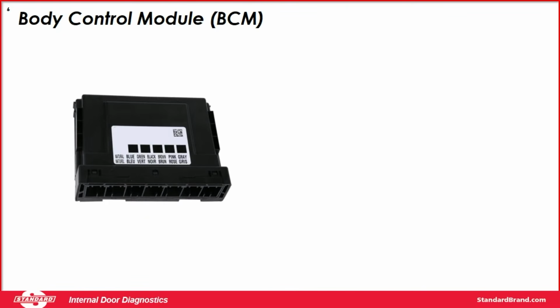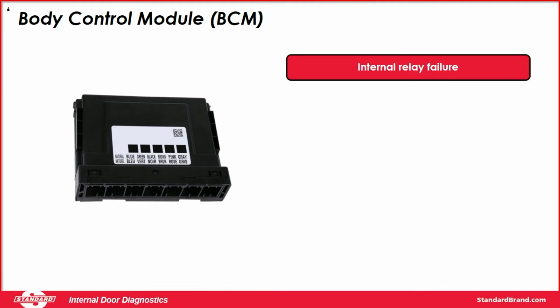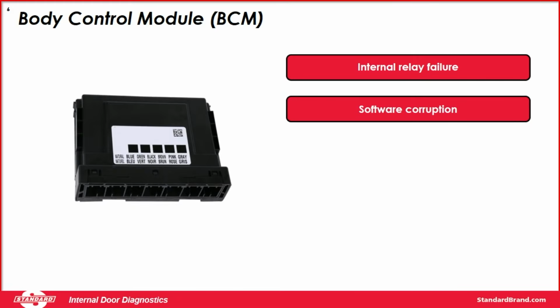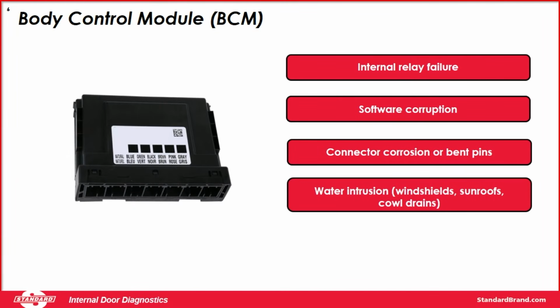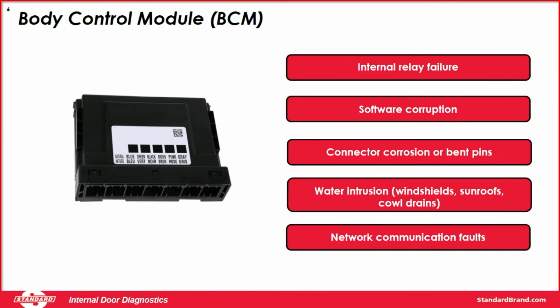And so with these, again, we have some very familiar and common failure points as well. Some you've probably already dealt with in the past, things like internal relay failures. We can also have software corruption in a body control module. Definitely connector corrosion or bent pins. And then, of course, water intrusion yet again here, and often found leaking from things like the windshield, sunroof, and the cowl drains. And we can also have a lot of network communication faults with body control modules.